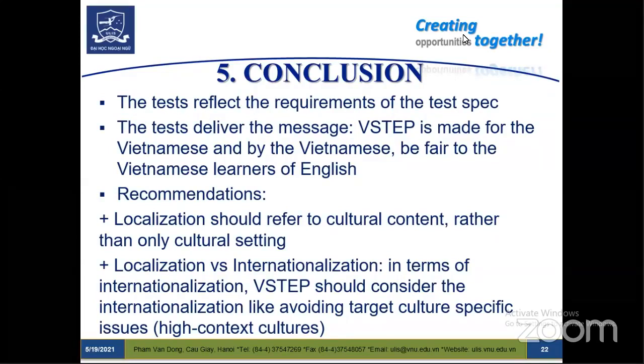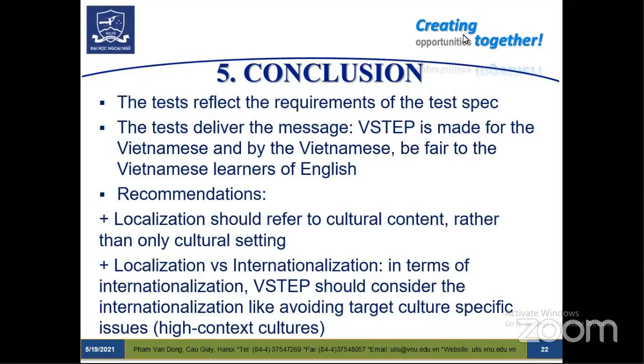Now we come to the conclusion. In the test spec, we just have a requirement that localization should be seen in either part 2 or part 3 of the test. So in part 1, there are not many features of localization. But in part 3, the item writers try to add cultural content that relates to Vietnam, to ASEAN countries or Asian countries.